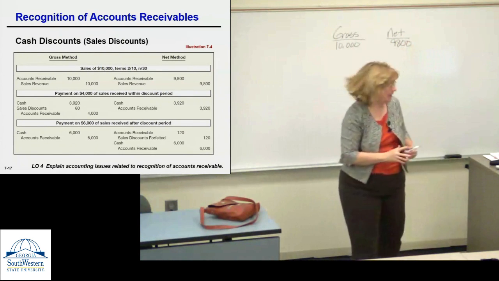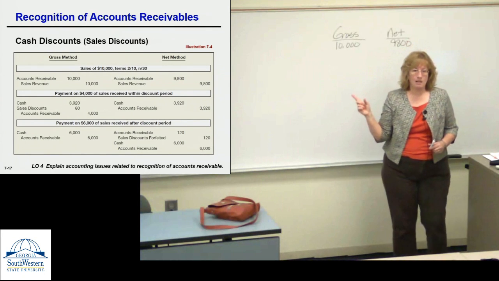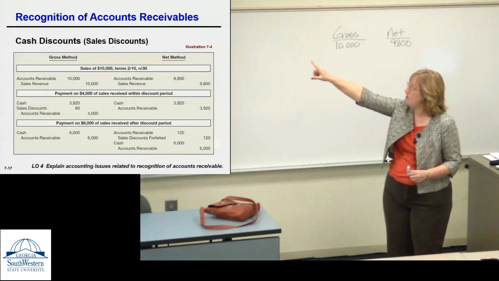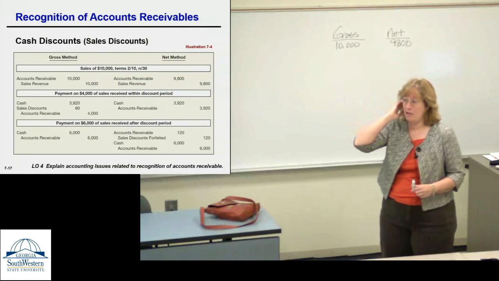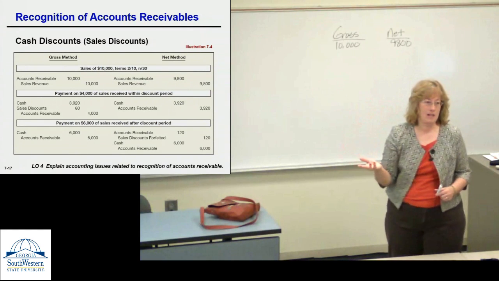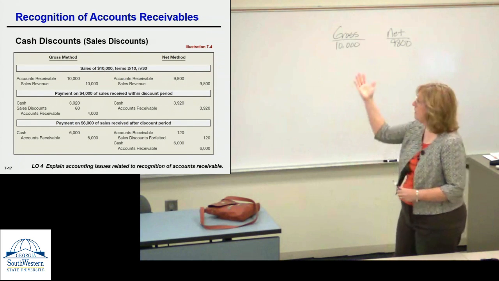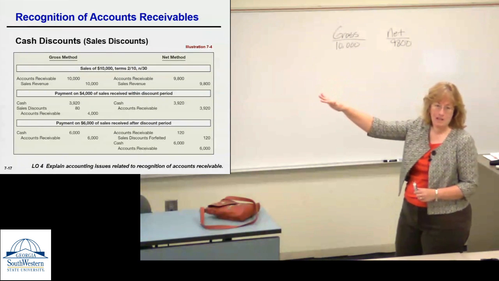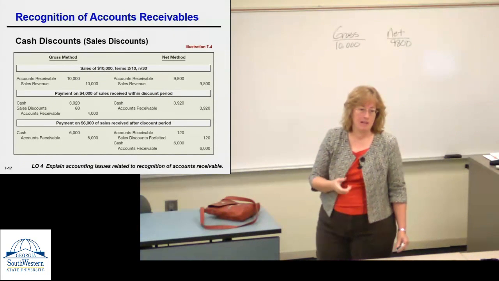Now, how did we get the gross and the net amount? It's 2%. See the 2/10, net 30, 2% is what they're allowed to take off. So 2% of $10,000 is $200. We're taking $200 off of the $10,000. So if they pay within 10 days, they will get a 2% discount.